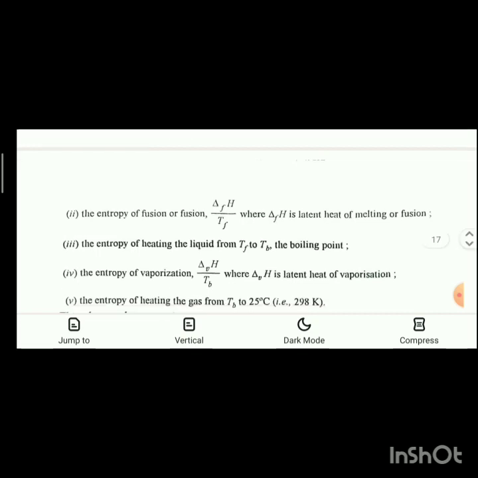The entropy of heating the crystalline solid from T equals 0 to T equals Tf, the melting point or fusion temperature. The entropy of fusion, delta F H upon Tf, where delta F H is the latent heat of melting or fusion. The entropy of heating the liquid from Tf to Tb, the boiling point. The entropy of vaporization, delta V H upon Tb, where delta V H is the latent heat of vaporization. The entropy of heating the gas from Tb to 25 degrees Celsius, that is 298 Kelvin.